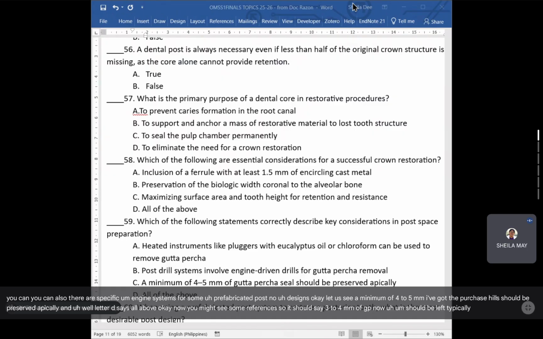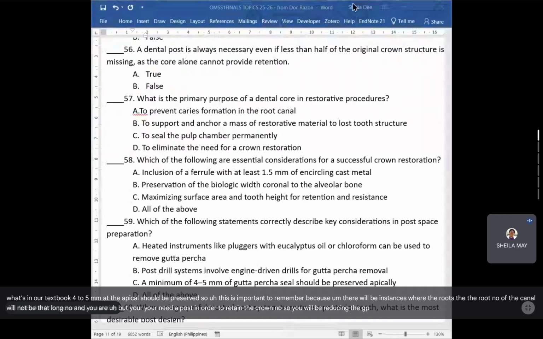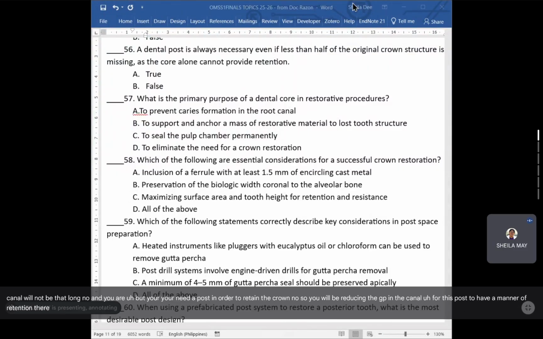Should be left apically. No, but this is also what's in our textbook. 4 to 5 mm at the apical should be preserved. So this is important to remember because there will be instances where the root or the canal will not be that long, but you need a post in order to retain the crown, so you will be reducing the GP in the canal, for this post to have a manner of retention there.